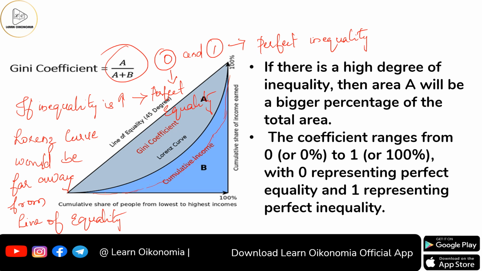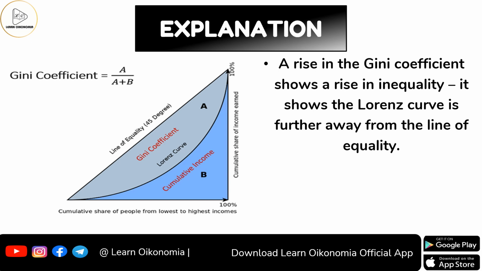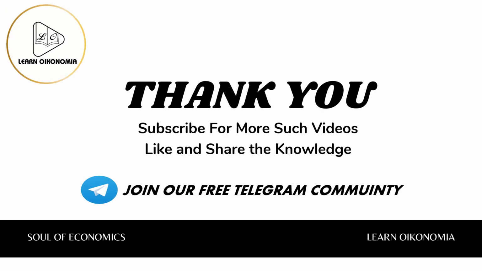Let's consider a little more about this. What will happen if there is a rise in inequality? I told you that whenever inequality rises, the Gini coefficient will show the very same. The Lorentz curve will be away from the line of equality and the region A will be bigger, isn't it? So this measure is being used by various countries to consider their inequality situation.